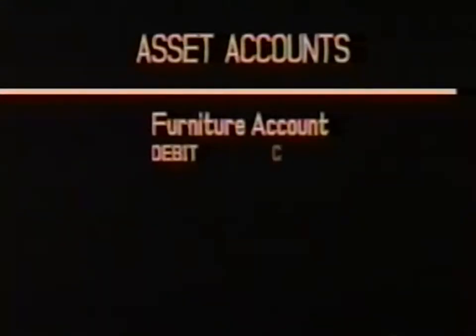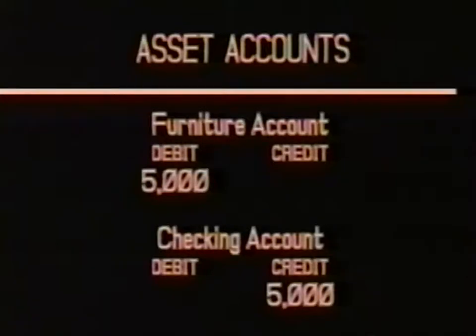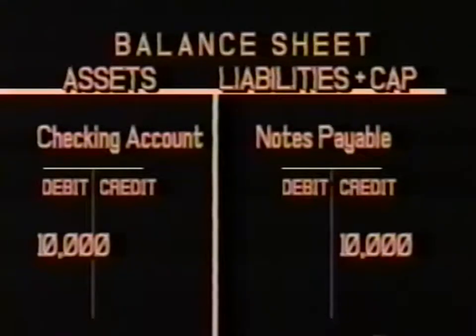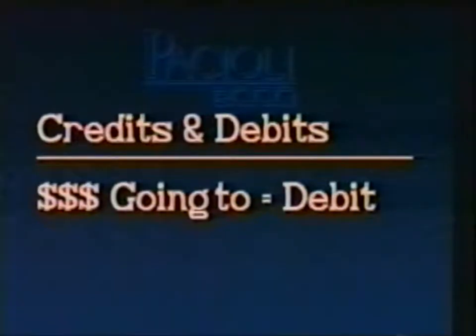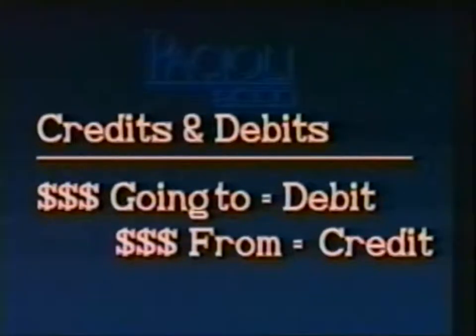Now, if we buy $5,000 worth of furniture, the $5,000 is going into furniture. So we debit our furniture account, an asset account. The source of the money was our checking account, so we credit our checking account. If we decide to borrow another $10,000 from the bank, the money goes into our checking account, therefore debiting our checking account. To match this debit, we'll credit the account notes payable because the money came from a loan or note. Credits and debits are simple concepts if we just remember that where money goes in our business, we call a debit, and where money comes from for our business, we call a credit.